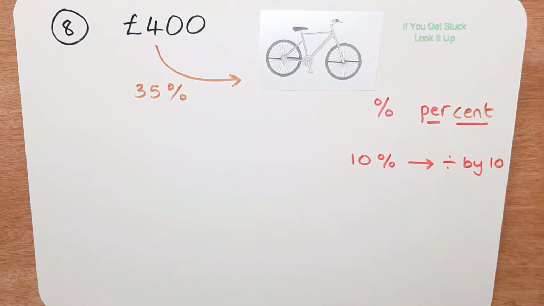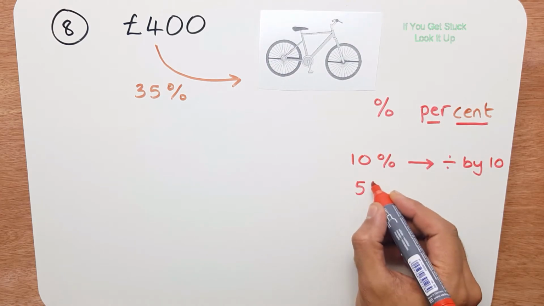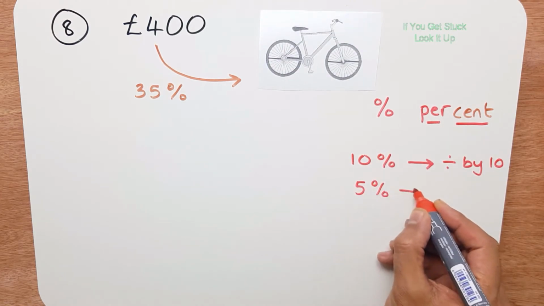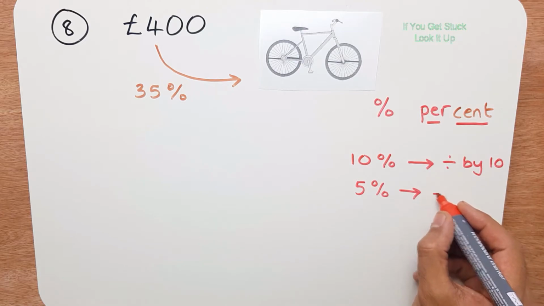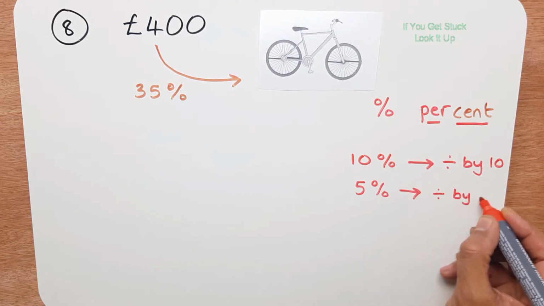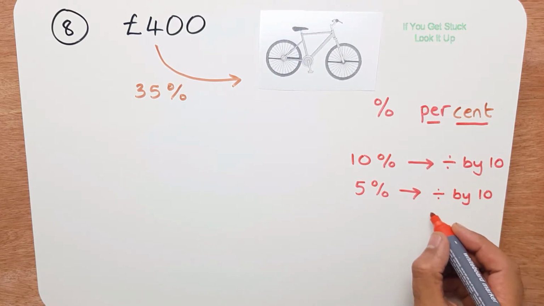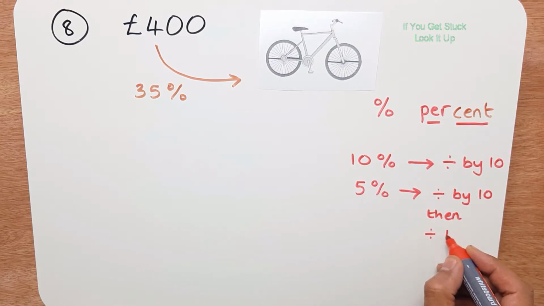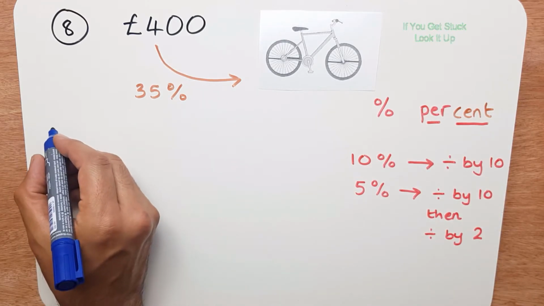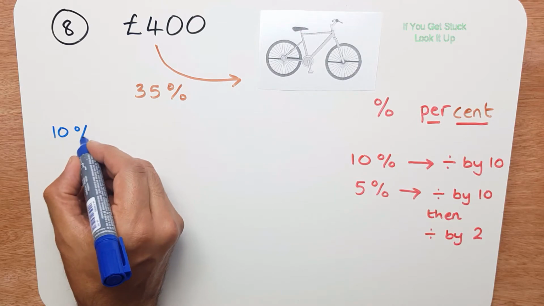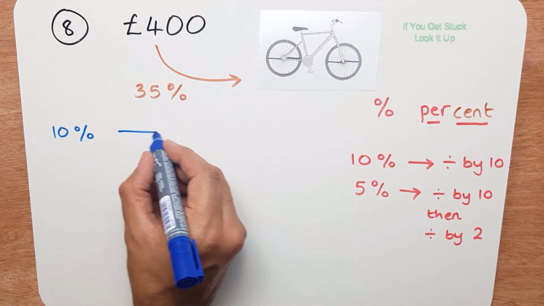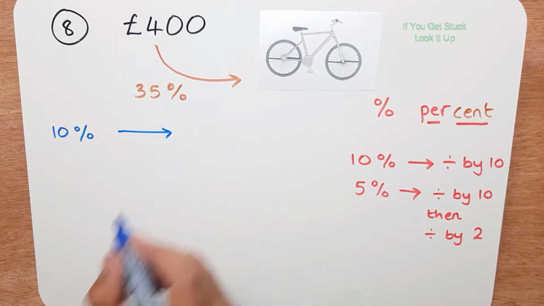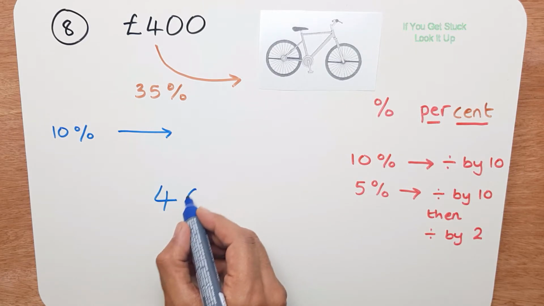And to work out 5%, there's 2 steps. First of all, you divide it by 10. Then you divide it by 2. So what we'll do is we'll work out 10%. 10% of 400. So there's my number 400.